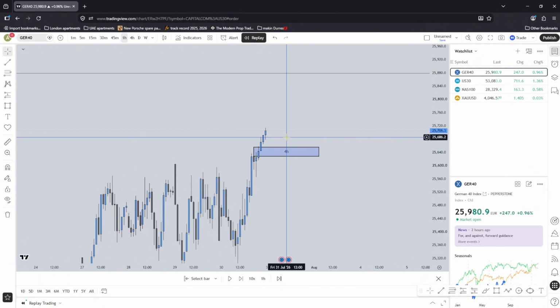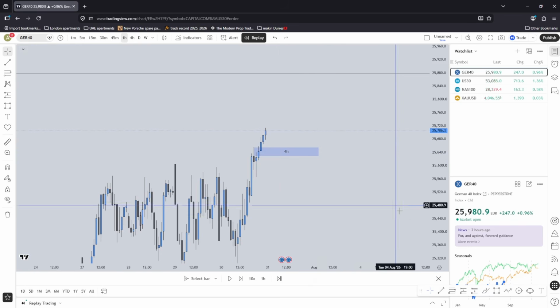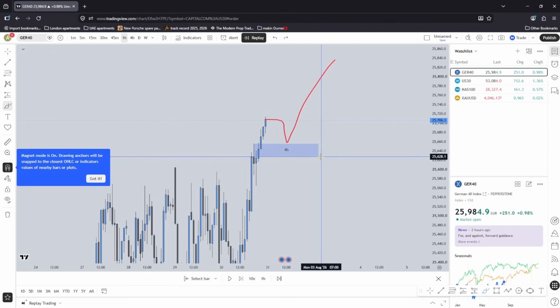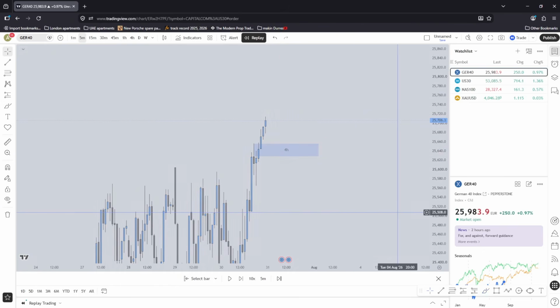Okay, so this is the 4H level. Let me actually put it like this. Okay, so this 4H level, and it's exactly what I said to Discord. We're gonna open, tap into this level, and go higher. Okay, so tap into this level. So now let's go to like 5 minutes.